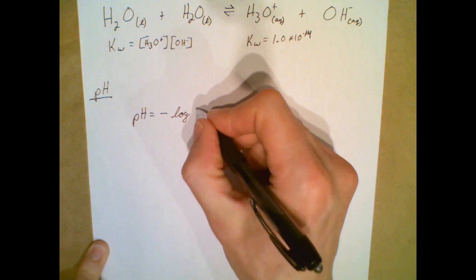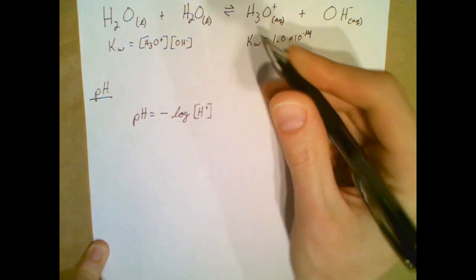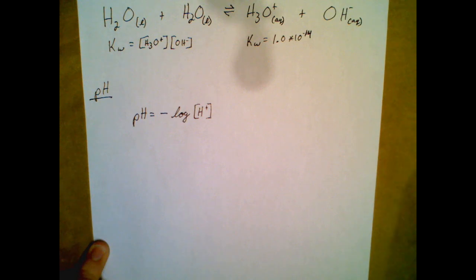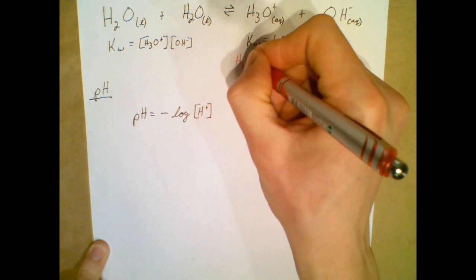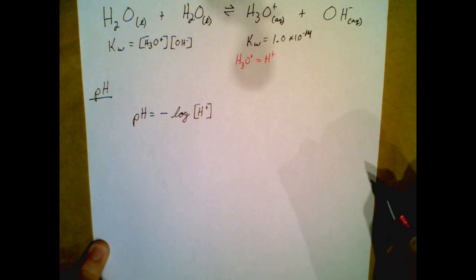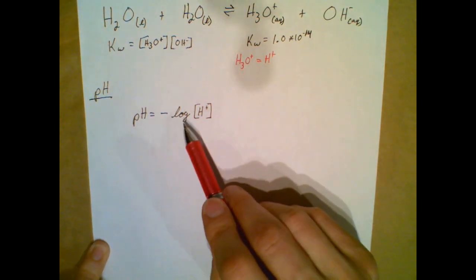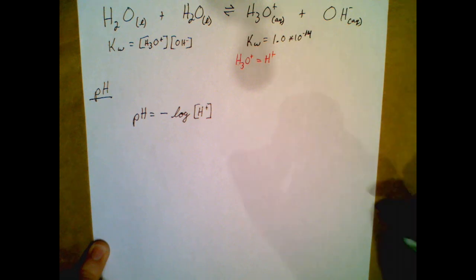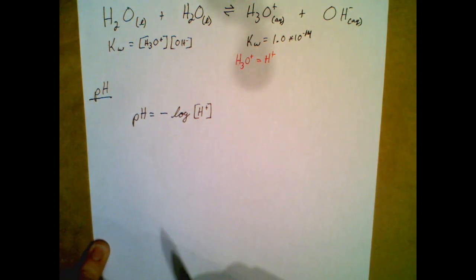Okay? So when we say pH, remember p is the negative log. H actually represents H plus. Remember, another way of saying H3O plus is to say H plus. H3O plus is the same as H plus, it's just we've taken the H2O out. And we get this: the concentration of H plus taken to the negative logarithm is the pH.